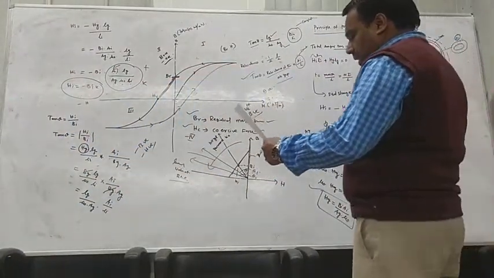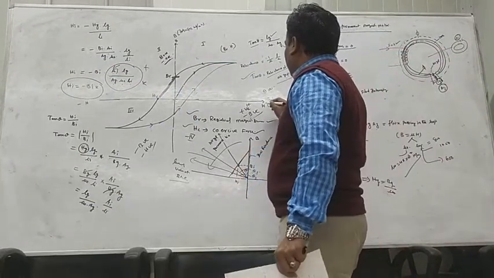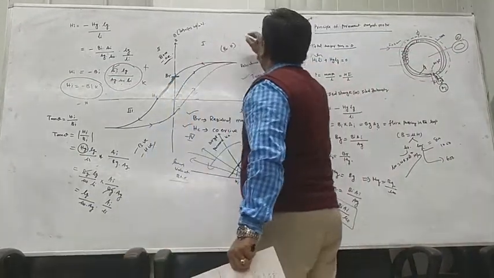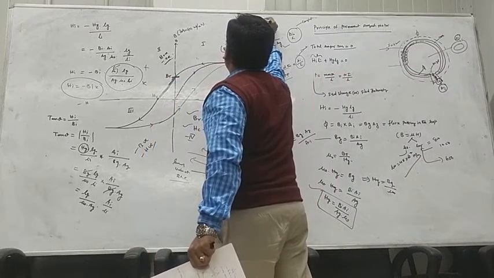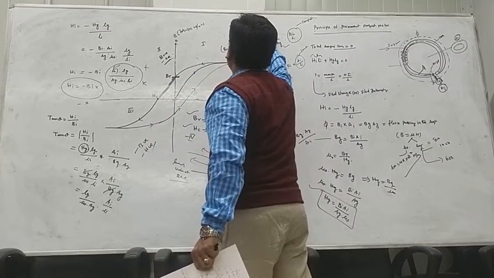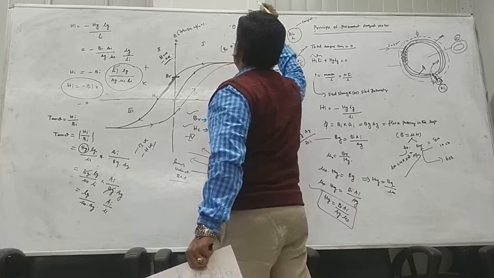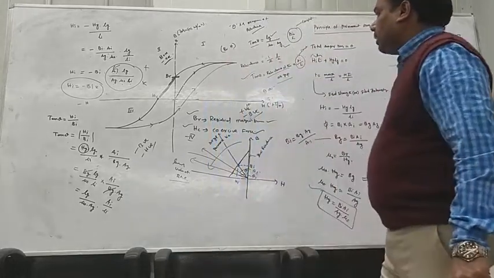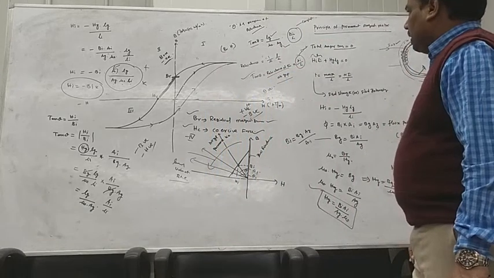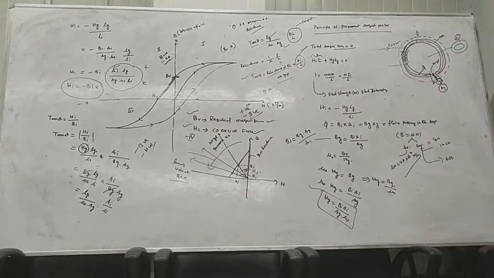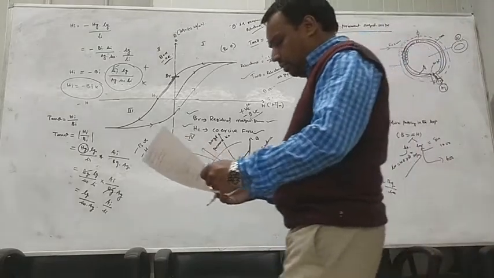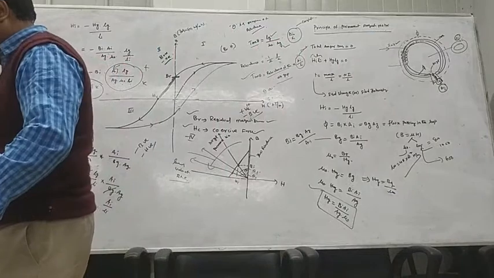So finally, theta is a measure of reluctance. This is the basic principle of permanent magnet motors.